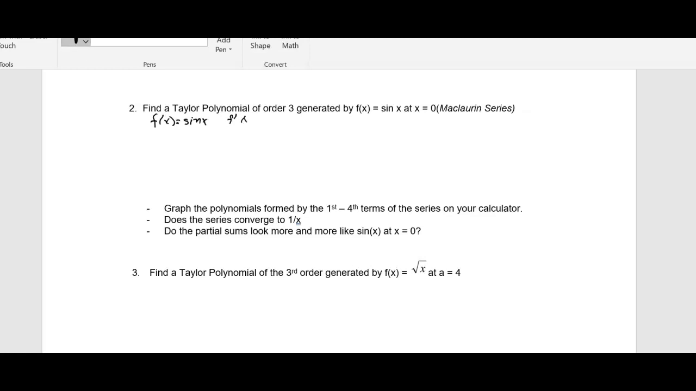We would want our first derivative, cosine of x, second derivative, negative sine of x. Since we were going to want our third power, then we need to get to our third derivative. So then our third derivative for that function is a negative cosine of x. We're then going to evaluate all those at 0.